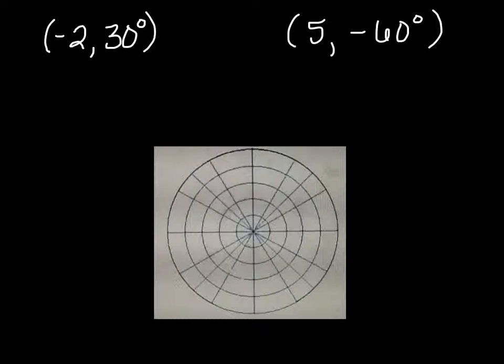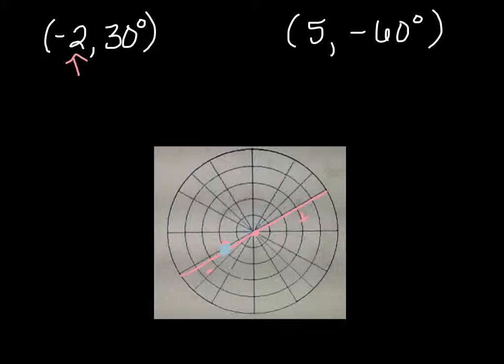This next one, let's look at 30 degrees. 30 degrees is right here. But I want -2 on the 30 degrees. So if this is the origin, this is the positive, and this would be the negative. So 30 degrees in the negative direction is this point right here.